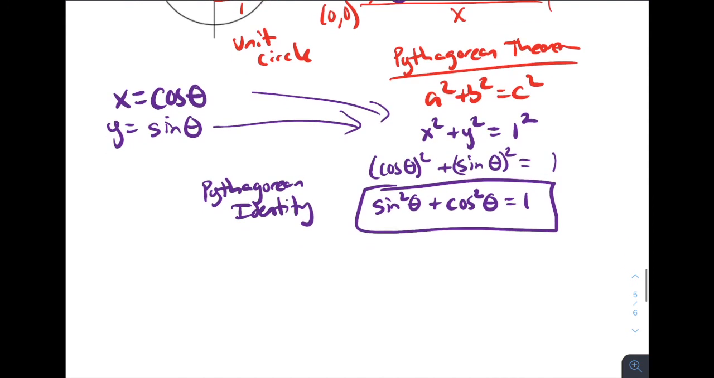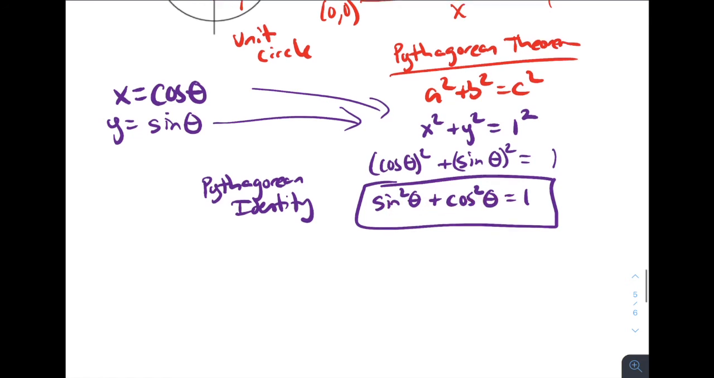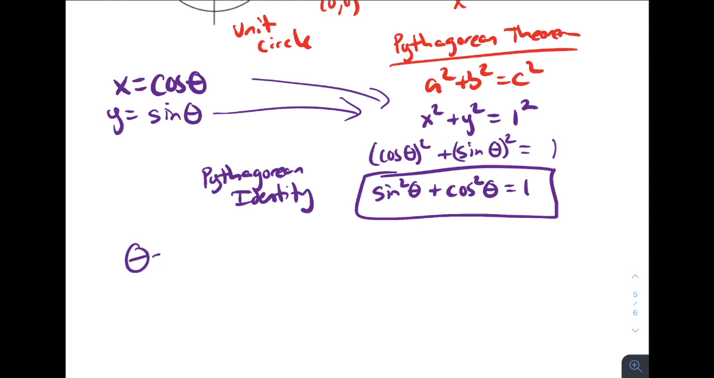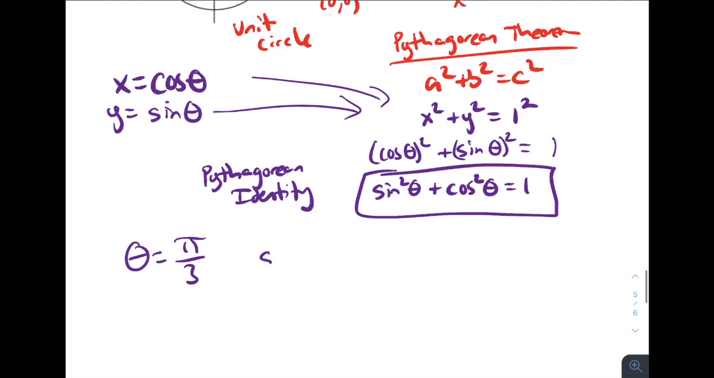It actually says that whatever our angle is, it doesn't matter what the angle is, if you take sine squared of that angle plus the cosine squared of that angle, that's always going to equal 1. So for example, let's say that my angle is pi over 3. I know from the Pythagorean identity that even without doing any work, if I take sine squared of pi over 3 plus cosine squared of pi over 3, it's going to simplify and just become 1.